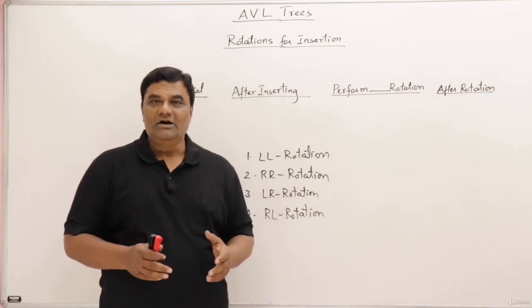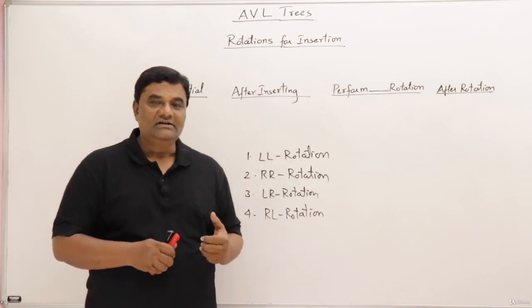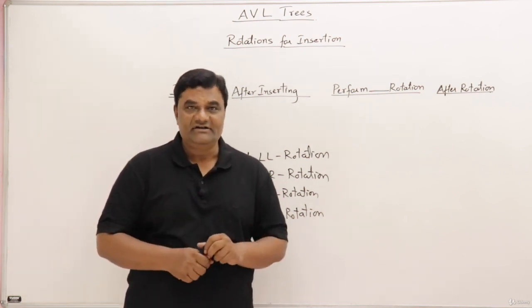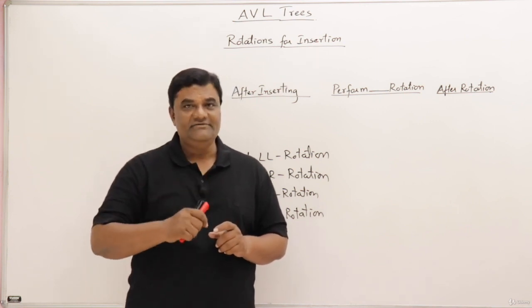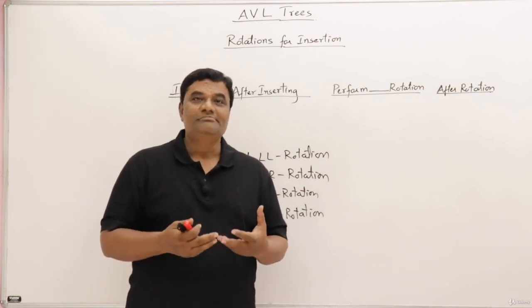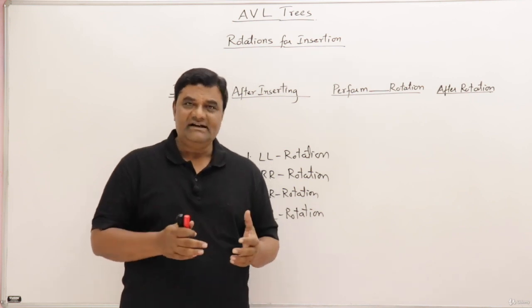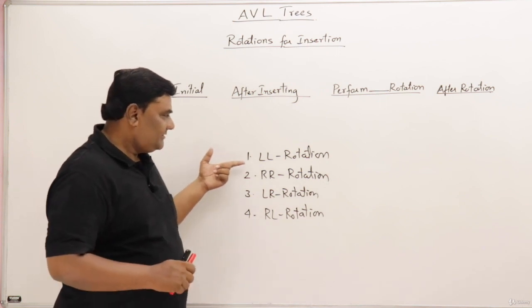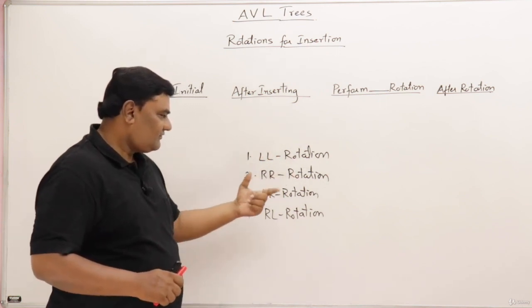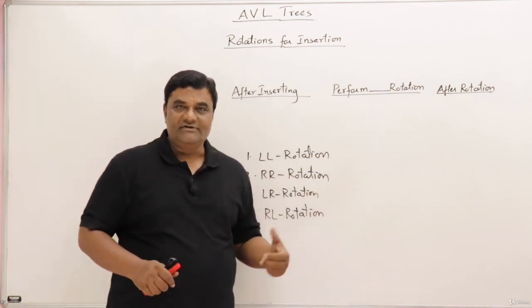In this video, we'll learn about rotations at the time of insertion, that is at the time of creation of an AVL tree. When we are creating an AVL tree and inserting any key in an AVL tree, then some nodes may become imbalanced. So the tree becomes imbalanced. So to balance that, we perform rotations. Those rotations are named as LL rotation, RR rotation, LR and RL rotations. We'll understand all these rotations one by one.